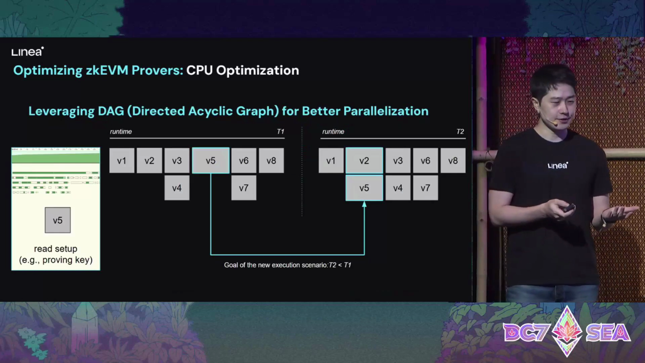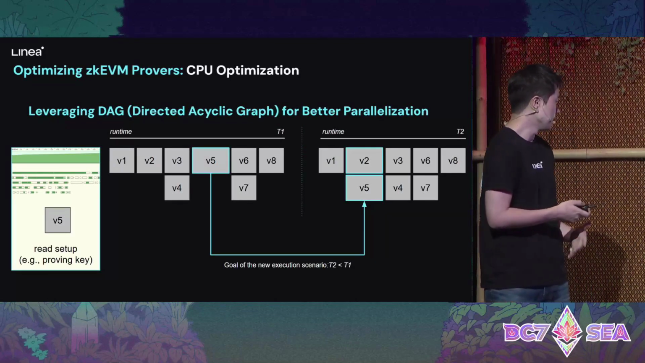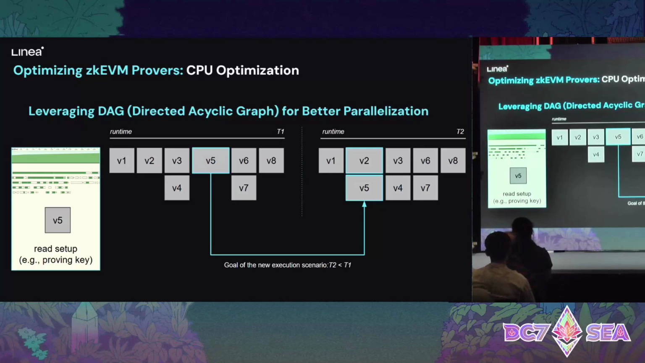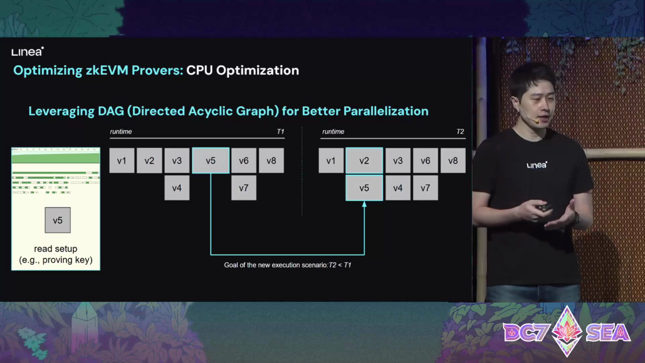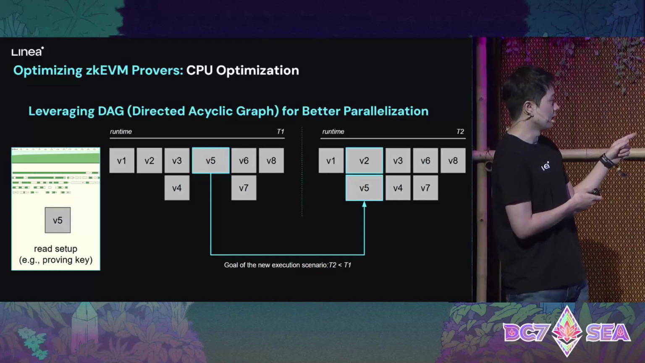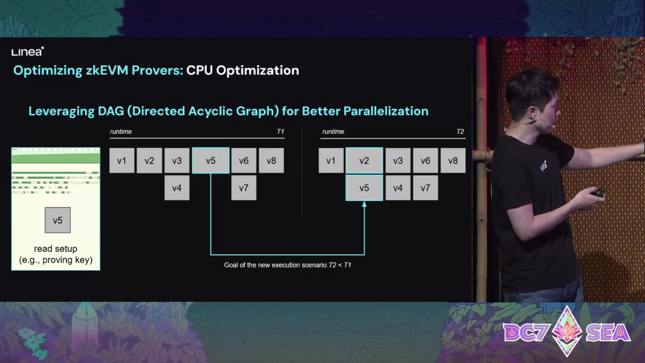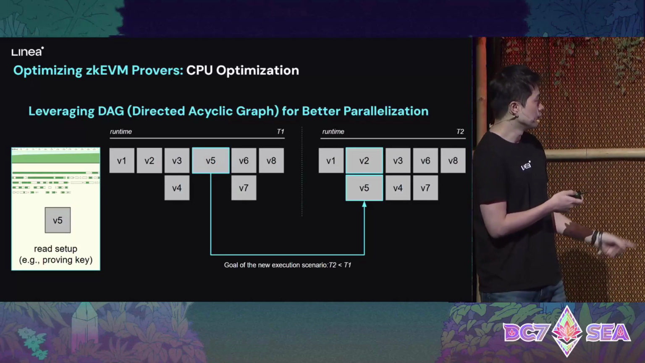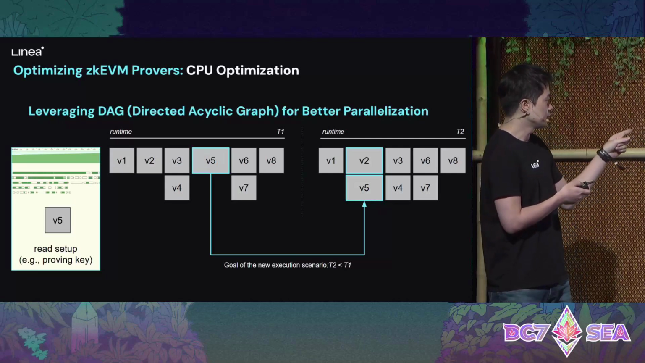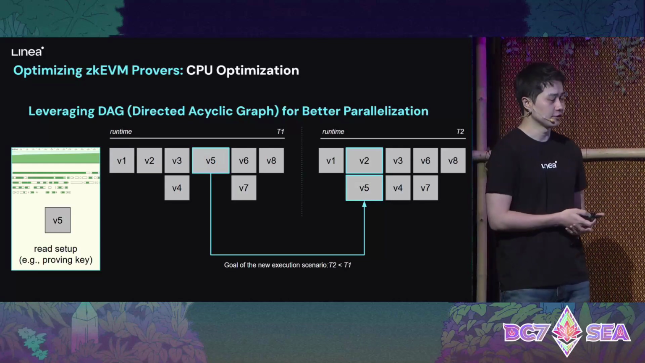For example, in our case, this was the issue. This module was about reading the setup for the prover, especially the proving key. We were reading this from the disk. Originally, on the left side, that V5 had issues of parallelization. So we changed these blocks from the left to the right. We moved that V5 to the early stage of our prover lifecycle, so that the total runtime of T2 became smaller than T1.